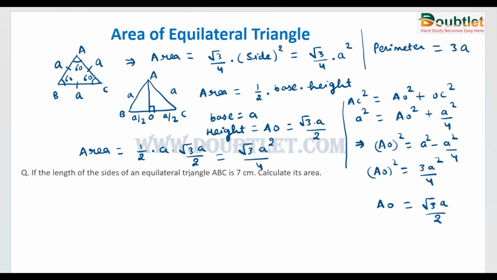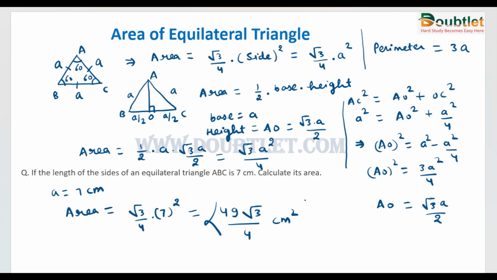So based on this concept, I have written an example. Suppose the side length of an equilateral triangle is 7 centimeters, then we have to find the area. So we just need to plug in the value of A as 7 in the above given formula. So we can write this as root 3 by 4 multiplied by 7 square. So we can write this as 49 root 3 divided by 4 centimeter square. So this is the required area of this equilateral triangle.